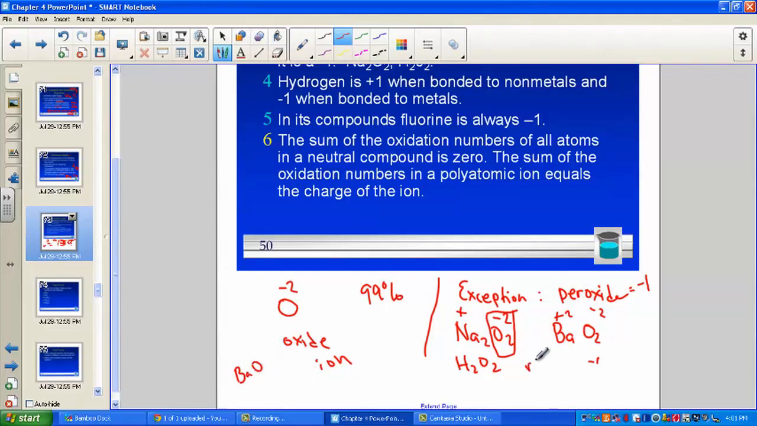So please make yourself a note. This is a rare exception. Peroxides, you're going to notice that it just looks odd to you. Why don't we reduce this down? Well, peroxide itself is O2 carrying a -2 charge. So therefore the single atom of oxygen in a peroxide carries a -1 overall.